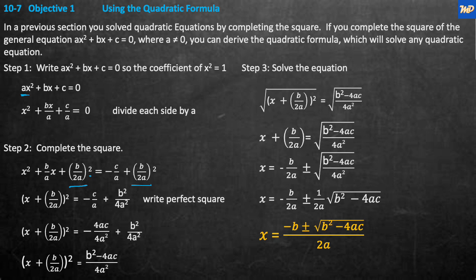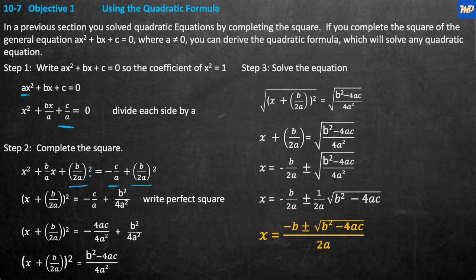Then once we've done that, we're going to start breaking this into parts. We're going to break it into the perfect square, which is x plus b over 2a quantity squared. And then on the other side, we have the negative c over a. We moved this plus c over a to the other side, and we still have the b over 2a squared.